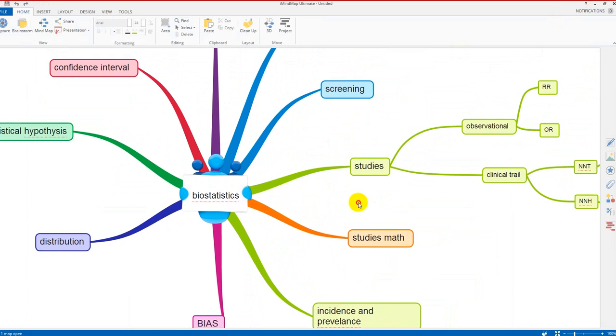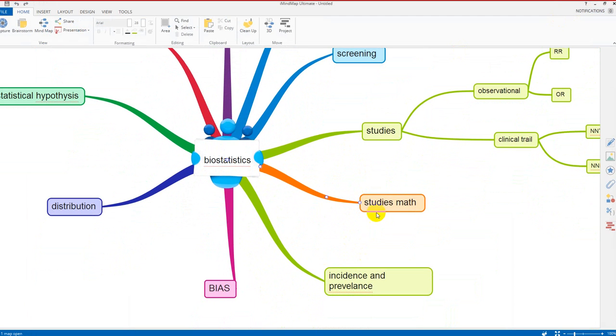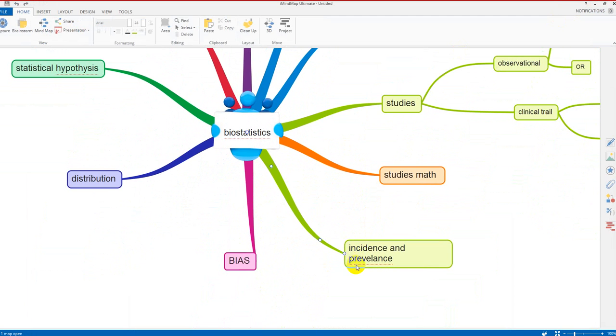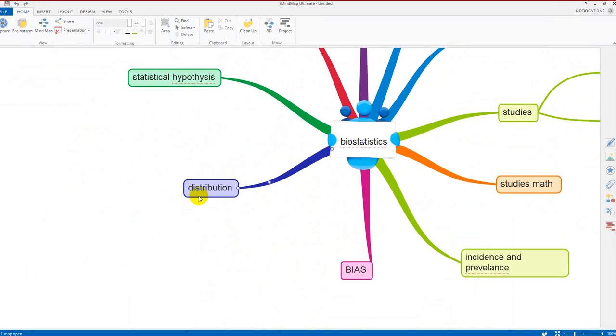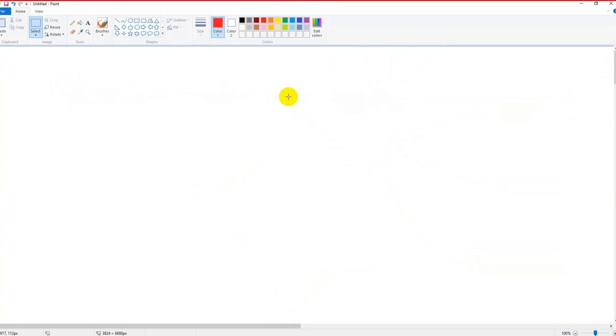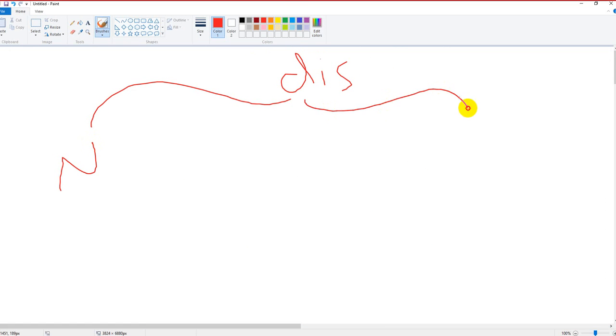Now we have done screening, studies, study math, incidence and prevalence, and bias. Now we will talk about the fun part, the distribution. Are you ready for it? Yes. Okay, that's perfect. Now about the distribution, there are many types of distribution. There is what's called normal distribution, and there is what's called non-normal distribution.